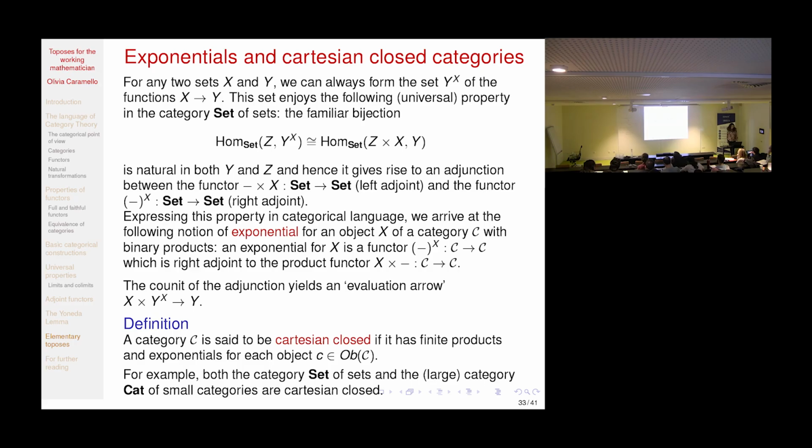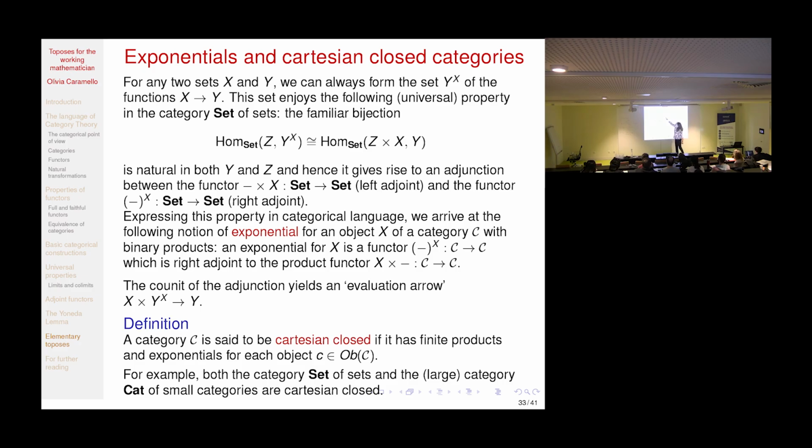Now, I would like to quickly present some other categorical characterizations of familiar set-theoretic constructions. So first of all, the construction of function spaces in sets. Given two sets, we can always form the set of functions from one set to the other. Now, we can formulate a universal property enjoyed by this construction. It is given by this bijection.